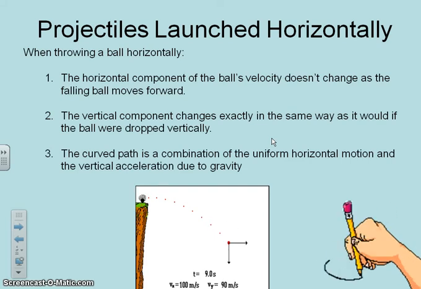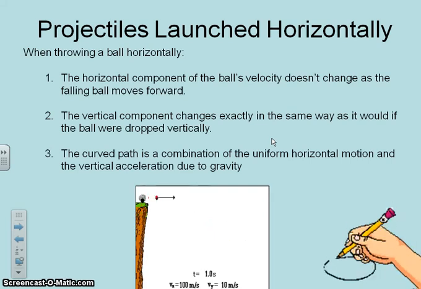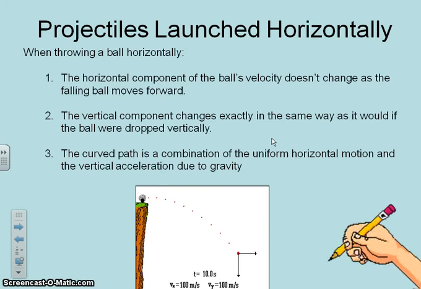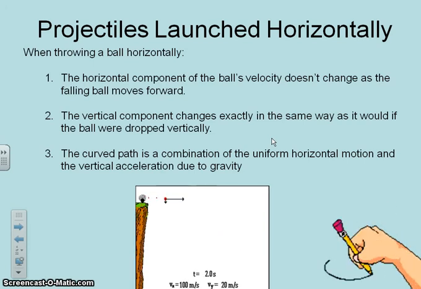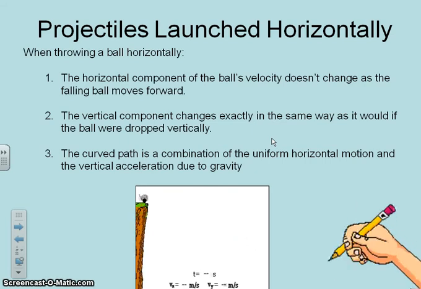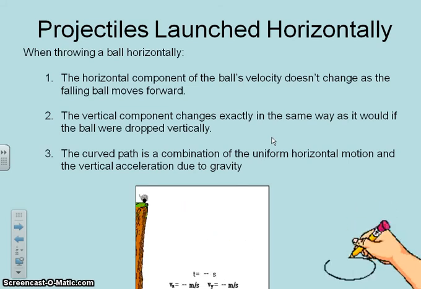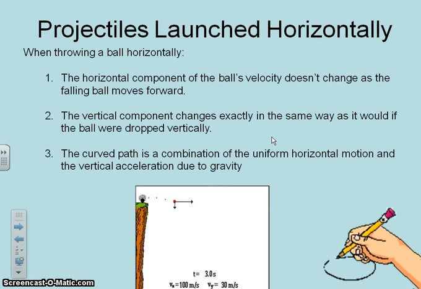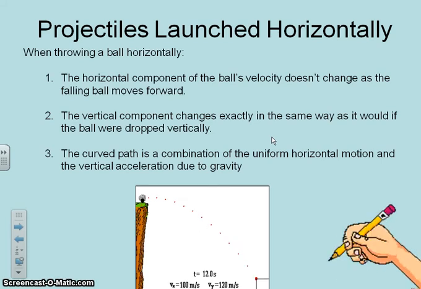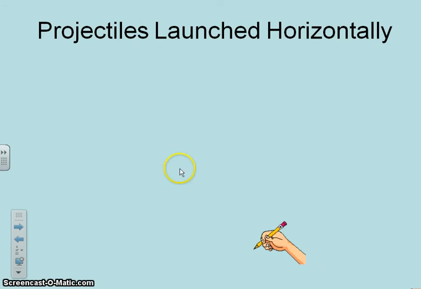So the horizontal component, there's your first blank, of velocity doesn't change as the falling object travels out. The vertical component of velocity determines how far away the ball travels. The vertical component changes exactly as it would if the ball were dropped vertically. The curved path is a combination of horizontal or x motion and vertical or y motion due to acceleration from gravity.